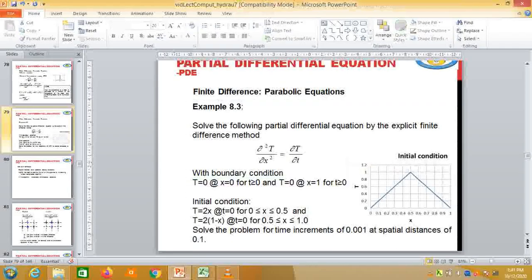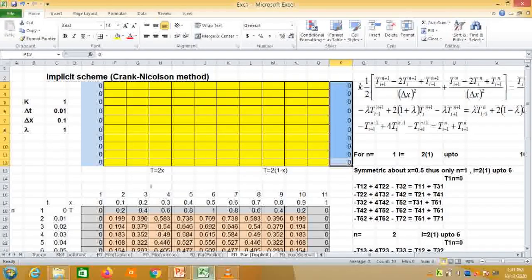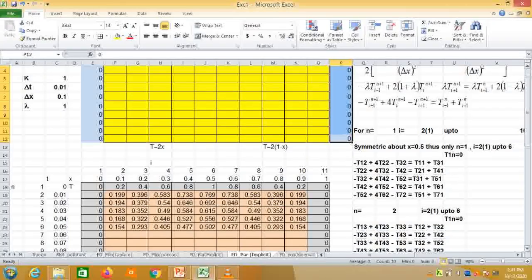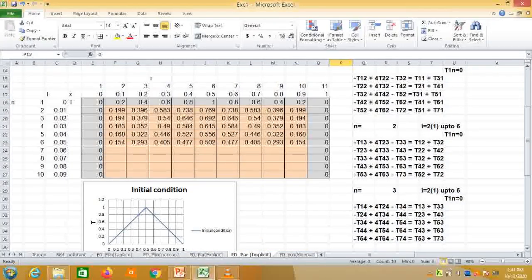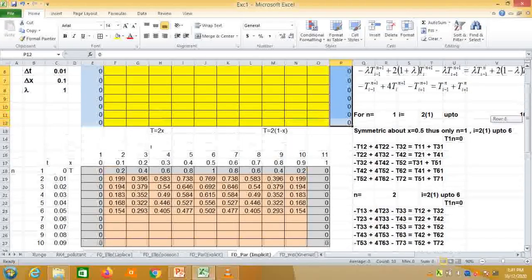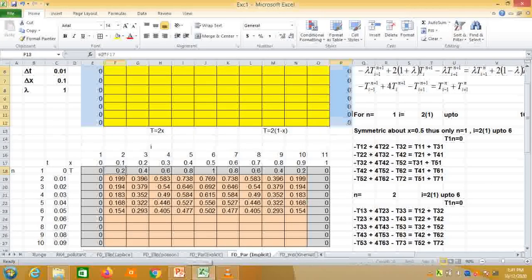Then the initial condition is the same as the one expressed earlier, which is it keeps on increasing until x equals 0.5. It's 0.2, 0.4, 0.68, 1, and then it keeps on decreasing. That's the initial condition. So the values in the gray are already given, so we're going to find out the others now.